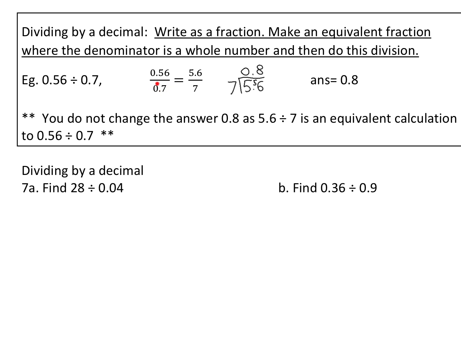We don't want to divide by 0.7. We don't know our 0.7 times tables. It's difficult to divide by 0.7. If we times top and bottom, numerator and denominator, by 10, we get 5.6 divided by 7.